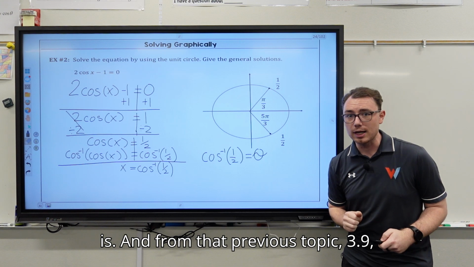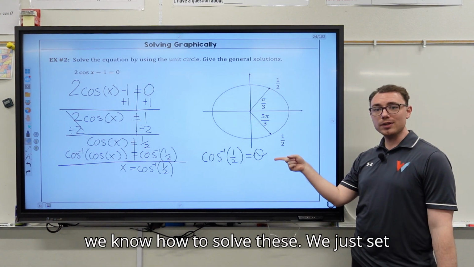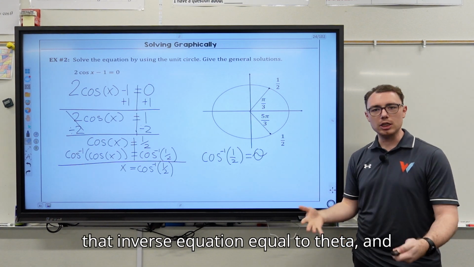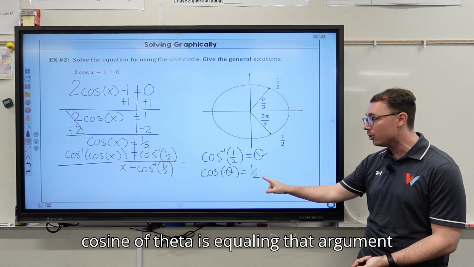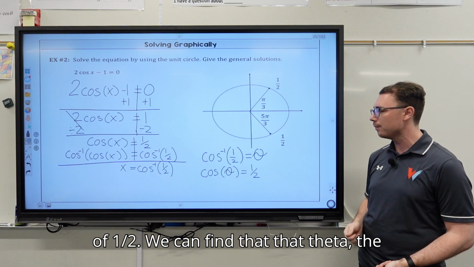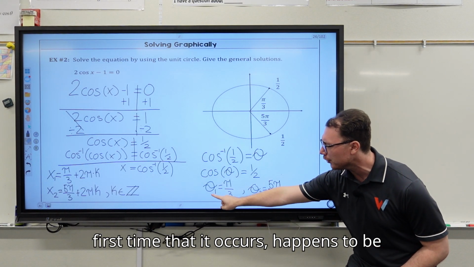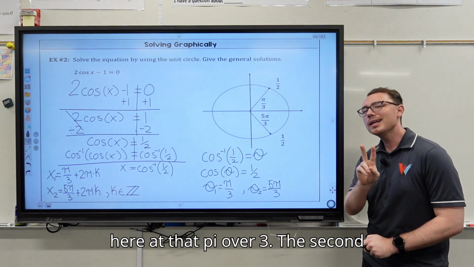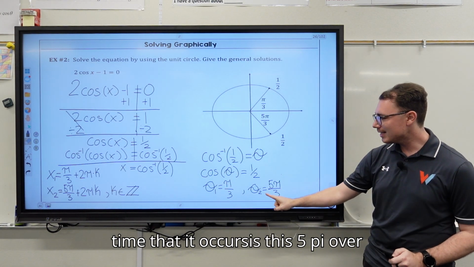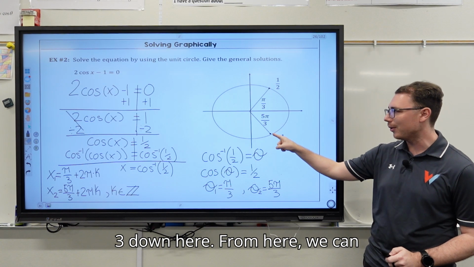And from that previous topic, 3.9, we know how to solve these. We just set that inverse equation equal to theta, and then we want to determine when that cosine of theta is equaling that argument of 1/2. We can find that theta, the first time that it occurs, happens to be here at pi over 3. The second time that it occurs is this 5 pi over 3 down here.